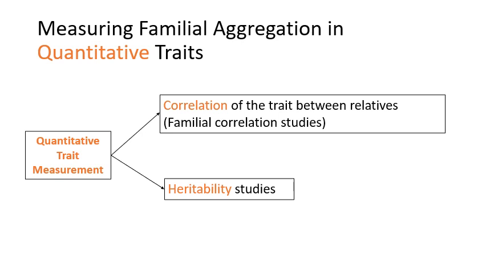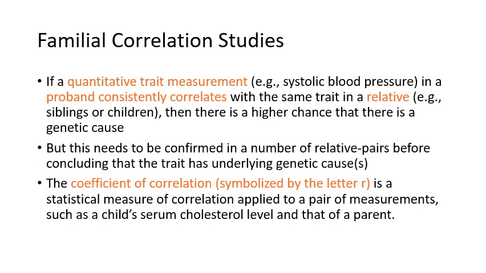So measuring quantitative traits, how do we know what the chance of somebody else in the family getting a particular condition is if we have measured it using quantitative trait measurements? So there are two statistical ways of also measuring this. One is correlation of the trait between relatives. It's called familial correlation studies, or we can also use heritability studies. So familial correlation studies include if a quantitative trait measurement, for instance, systolic blood pressure in a proband consistently correlates with the same trait in a relative, for instance, siblings or children. And if that is the case, there is a higher chance that there is a genetic cause. So it's quite straightforward.